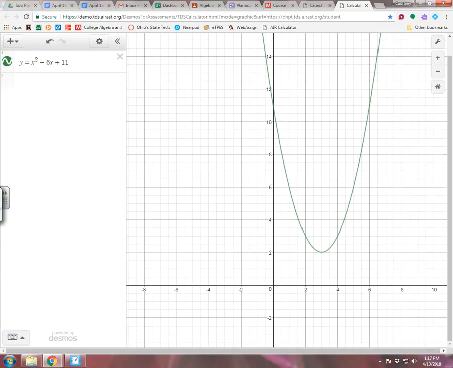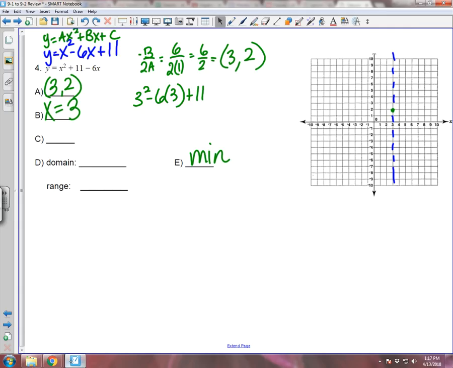Questions for me, folks? No? Got a y-intercept for me? 0, 11. Domain? All real numbers. This thing was a min. That means everything is greater than it. Good. How about some points now? 5, 6. Looks good. Which is 2 away.